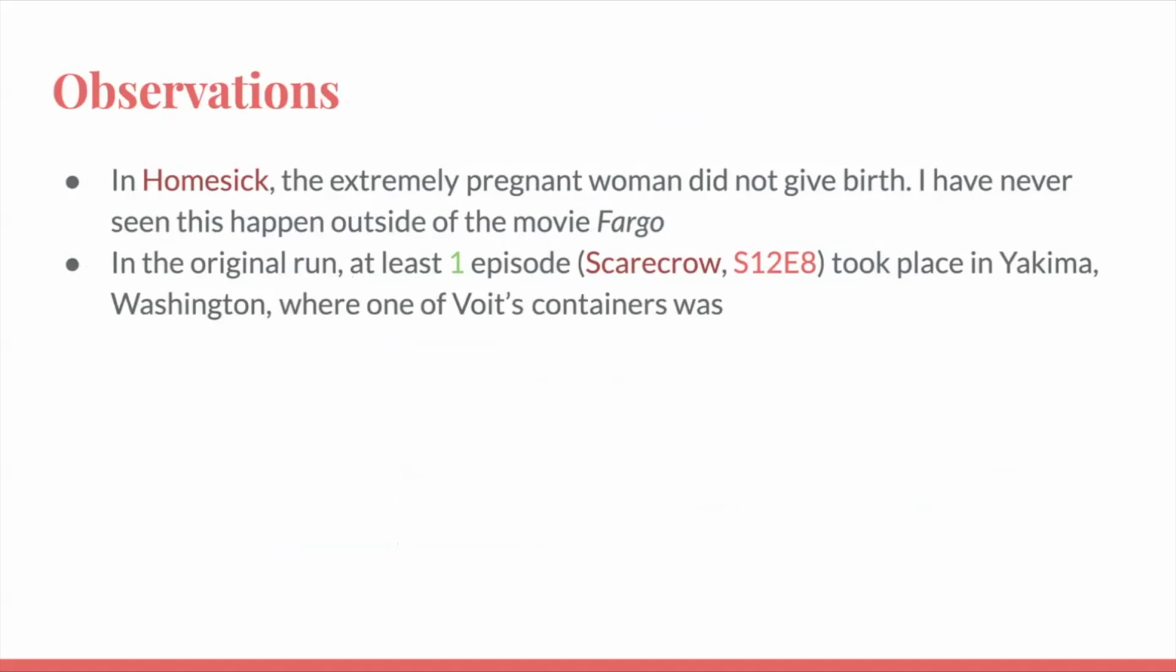So I usually have an observation slide, but I really only had 2 observations. In the Season 2 episode Homesick, the extremely pregnant woman did not give birth, and I have never seen this happen outside of the movie Fargo. Also, in the original run, at least one episode, the episode being Scarecrow, Season 12, Episode 8, took place in Yakima, Washington, where one of Voigt's containers was.